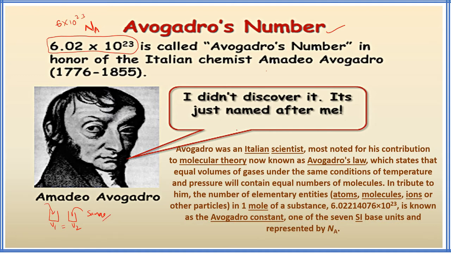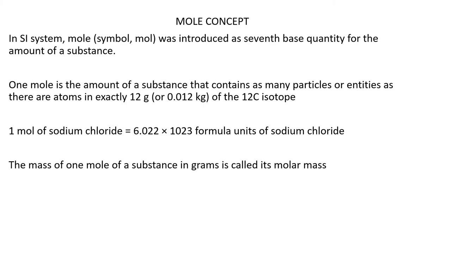Based on that, we got 1 mole of any substance. 1 mole of any substance will have 6 into 10 to the power of 23 atoms or molecules, anything. It's a number only, called the Avogadro constant, which is called the mole. Now what is a mole? The definition: 1 mole is the amount of substance that contains as many particles or entities as there are atoms in 12 grams of the 12 isotope of carbon.